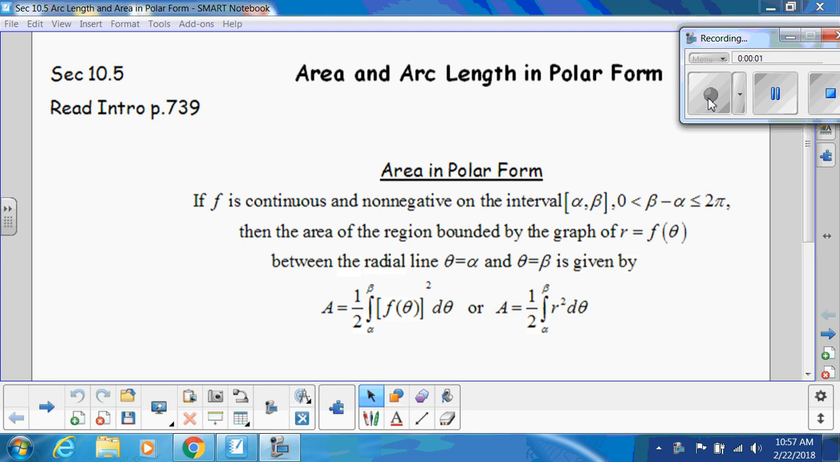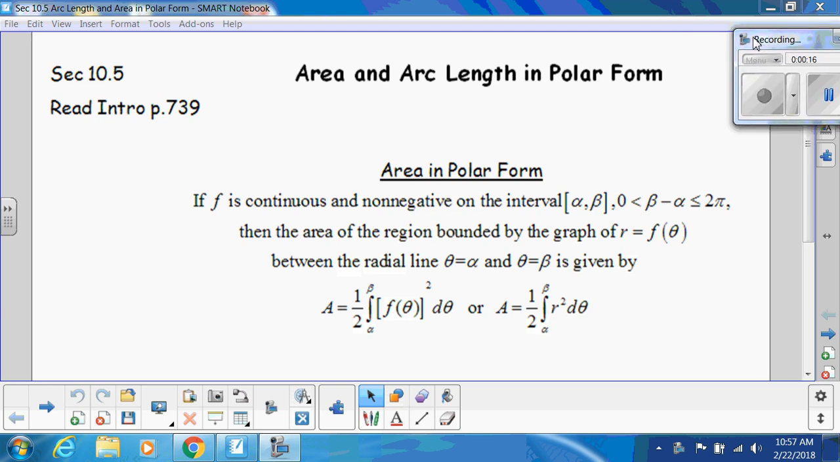So this is our last lesson of the whole school year, and we've already looked at polar form in the last video, and now we're going to talk about area and arc length and doing that in polar form. So first of all, what I want you to understand, if you need to get your books out and look at page 739 just to get visuals, that might be a good idea. Pause the video if you need to.